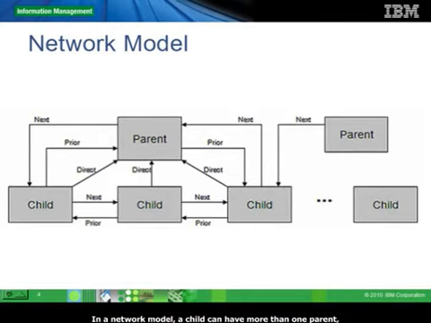In a network model, a child can have more than one parent, and each record type points to each other with next, prior, and direct pointers. The figure shows the record types represented by rectangles in a network. A collection of record types and keys form a network database. To know more about this network database, refer to the DB2 Fundamentals book.